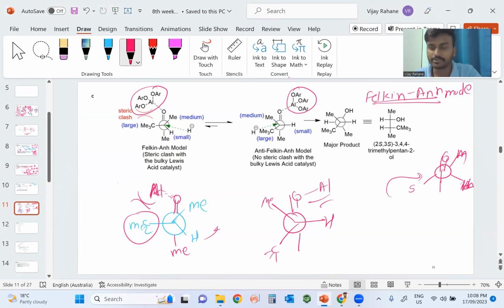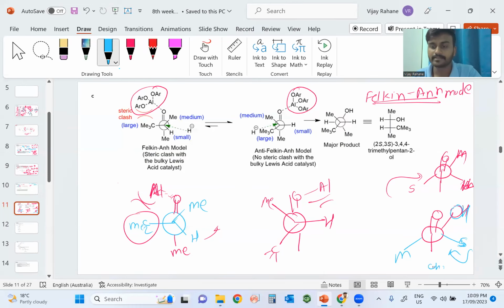In the chelate model, what do we do? In the chelate model, we'll keep this oxygen like this, and the chelating group, let's say hydrogen bonding, say it's a hydroxy group, in this fashion. See the front carbon atom, and the remaining two groups from the backside carbon atom will be like this. And here, small, medium, or small, large, whatever it is, whichever is the small group, we attack the nucleophile from that side.